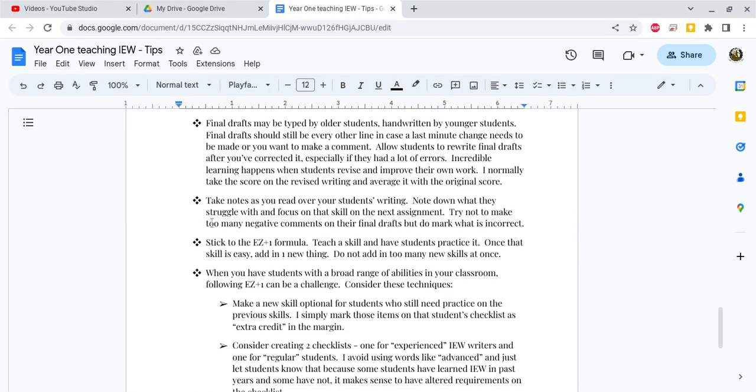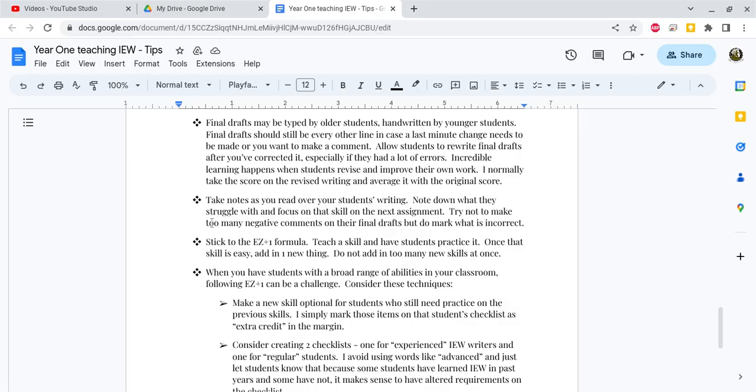Final drafts, when students are older, we usually have them type them up, but a handwritten final draft, if it's neat, is fine and very appropriate, obviously, in younger grades. Make sure they still write every other line, because occasionally they'll catch an error, and I would let them do a simple cross out if something needs to be changed, or a caret and adding in a word that might have been missed.